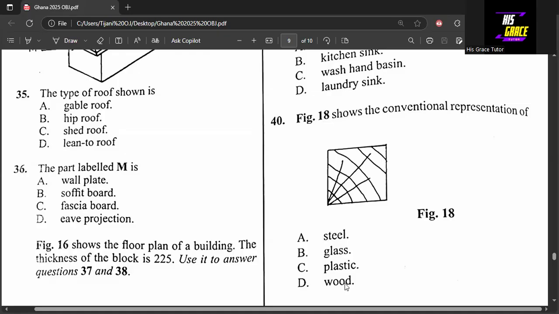So we have answered questions 31 to 40 on building drawing. As I said, we are to answer 40 questions. So we have answered 30 questions on general geometrical drawing and 10 questions on building drawing.